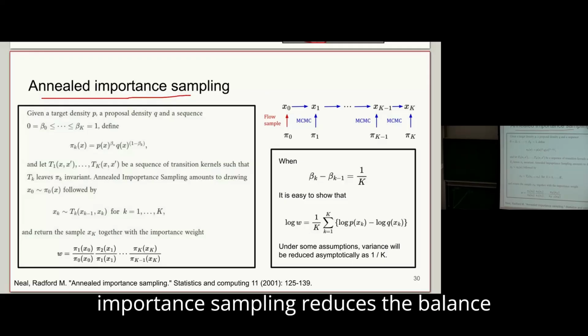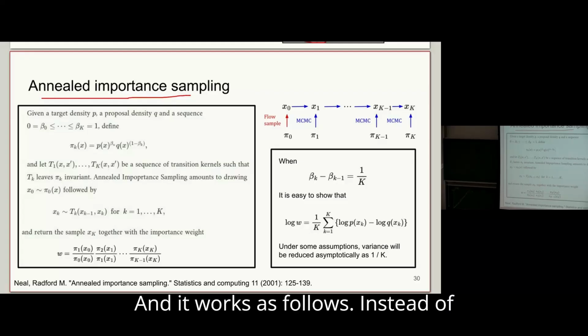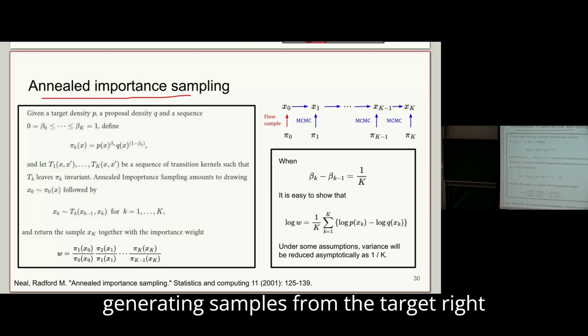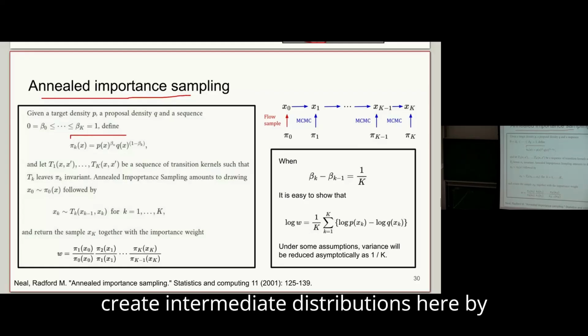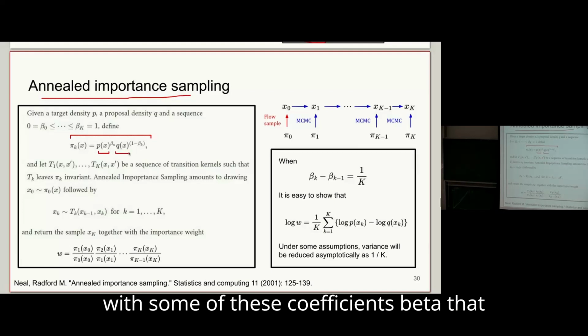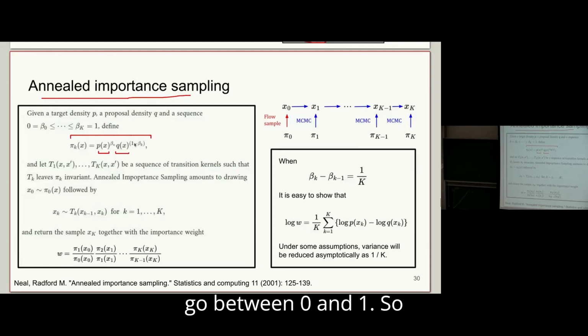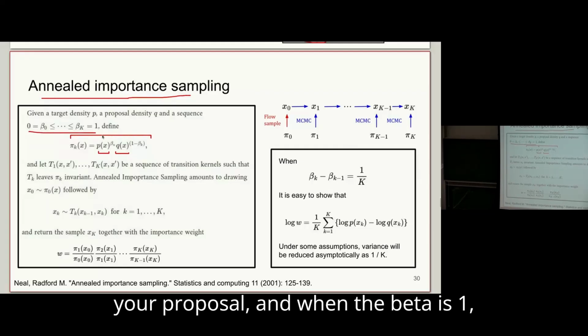Annealed importance sampling reduces the variance of importance sampling by a big amount. And it works as follows. Instead of generating samples from the target right away, what you are going to do is to create intermediate distributions here by doing a combination of the original distribution P and your proposal with some of these coefficients beta that go between 0 and 1. So the betas go from 0 to 1. So when the beta is 0, you have your proposal, and when the beta is 1, you have the target.